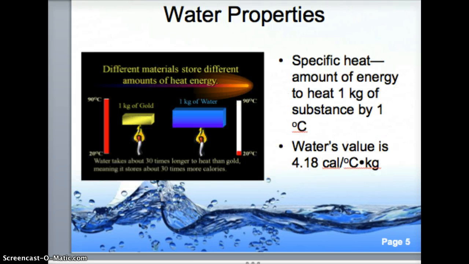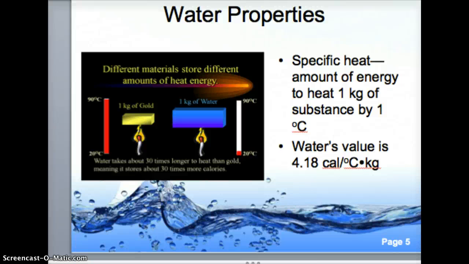Another property of water that is probably more important to us in our earth science class, environmental science class, is something known as specific heat of water. For this property, what it means is the amount of energy it takes to heat 1 gram of a substance or 1 kilogram of a substance and change its temperature by 1 degree Celsius. Sometimes they relate it by 1 degree Fahrenheit.